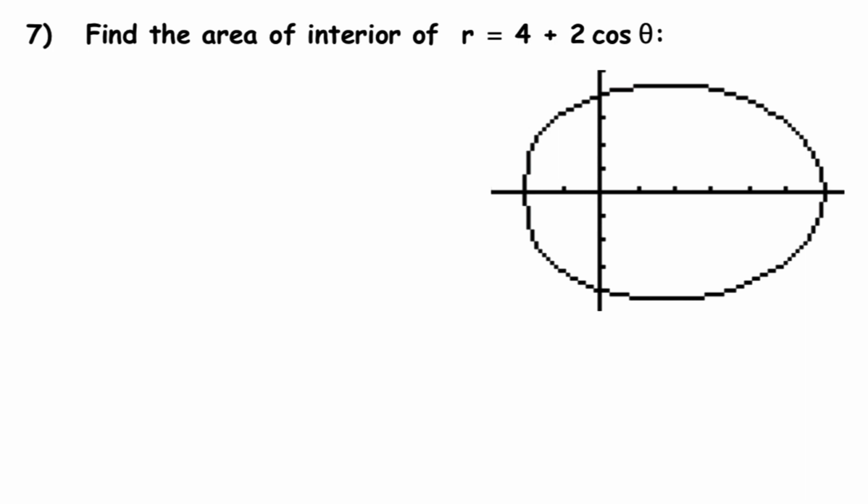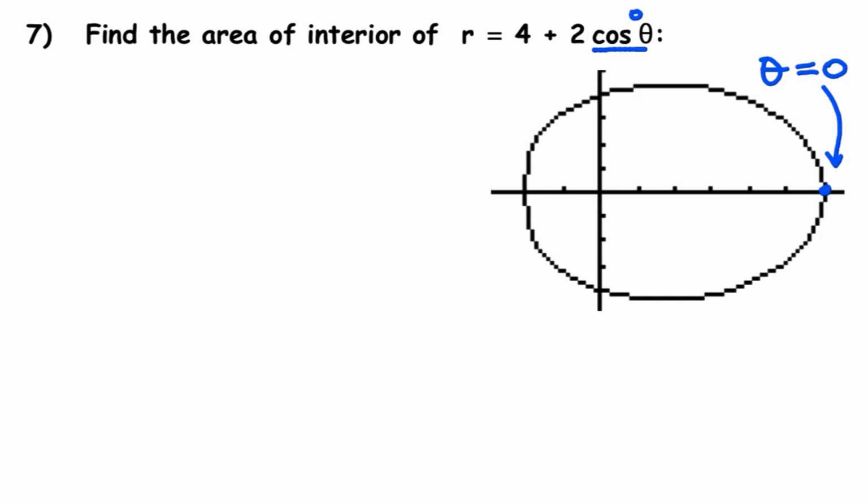Number 7 wants us to find the area of the interior of this shape. 4 plus 2 cos theta will be the radius. Again, I want to figure out what our limits are here. A lot of times you'll have a graphing calculator on these and you can trace. And if you have that capability, you should. If you don't, we'll realize that theta equals 0 sits right here on the x-axis, as it so often does. If you're not sure, try the 0 in here.